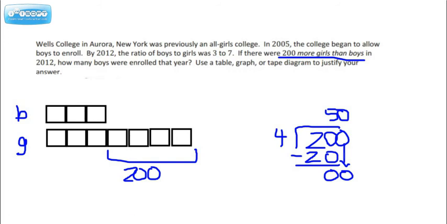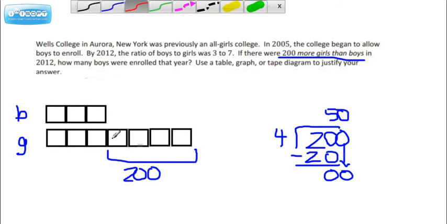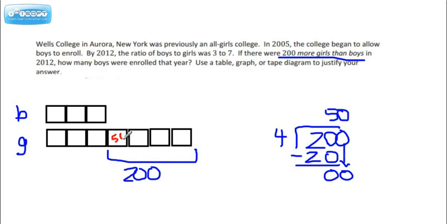So here's what we know. We know that each of these chunks is 50. So if this is 50, this is 50, this is 50, and so is this. And that represents this 200 that we were talking about. Now if we know that the chunk is 50, that means that this is 50, this is 50, and so is this.